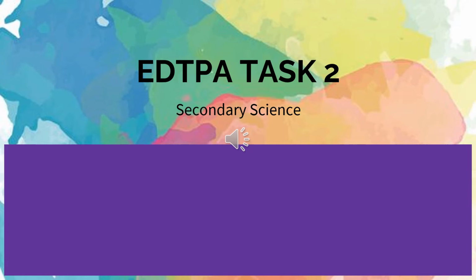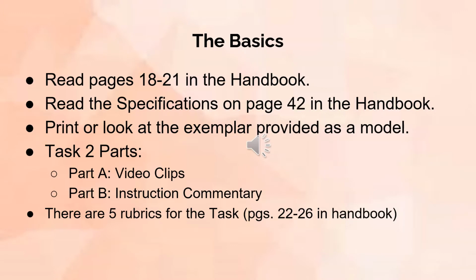This video is to help you with task 2 for the secondary science handbook. So to go over the basics, you want to make sure that you read the task 2 instructions in your handbook. Those will vary from handbook to handbook in what pages they're on. You also want to make sure that you read the specifications chart in your handbook for task 2, because this tells you what files you need.